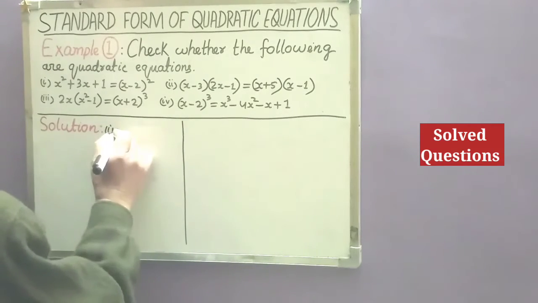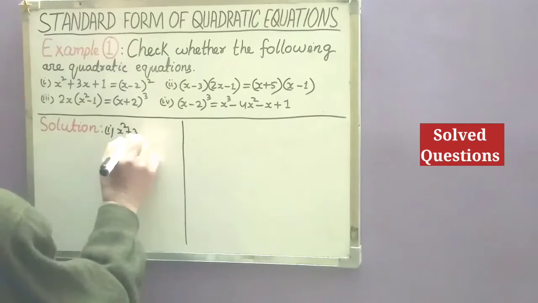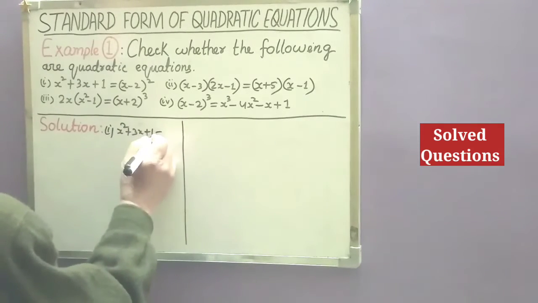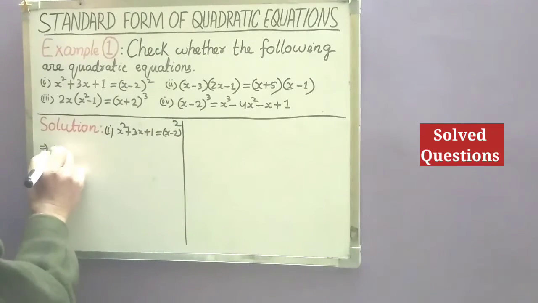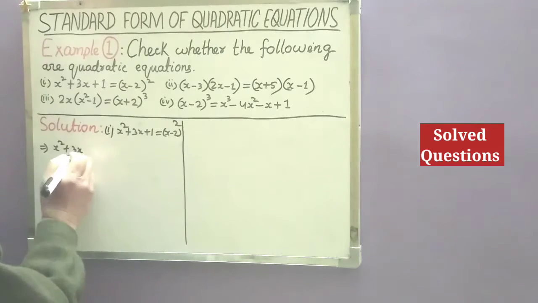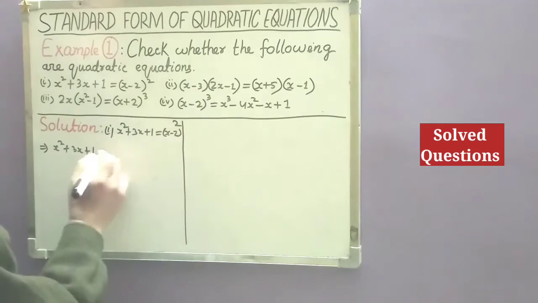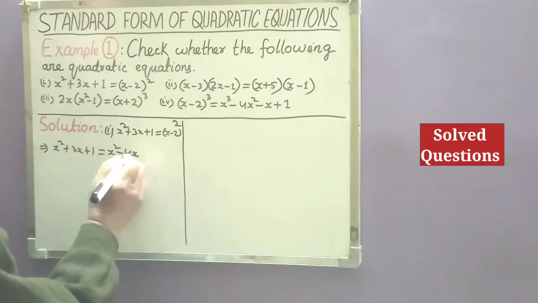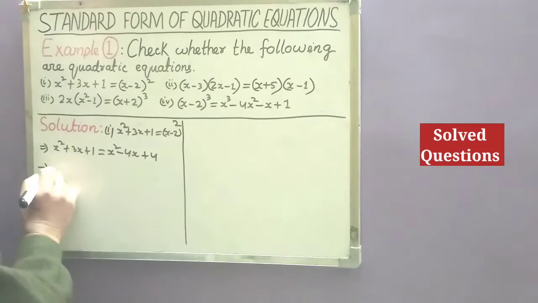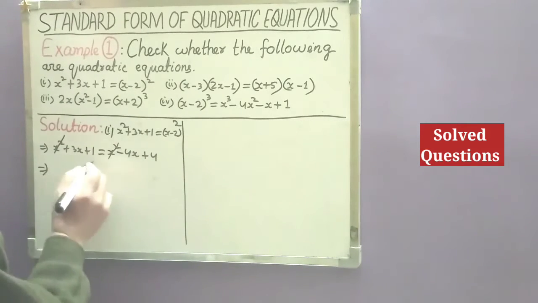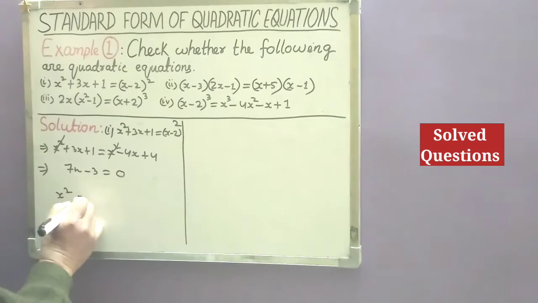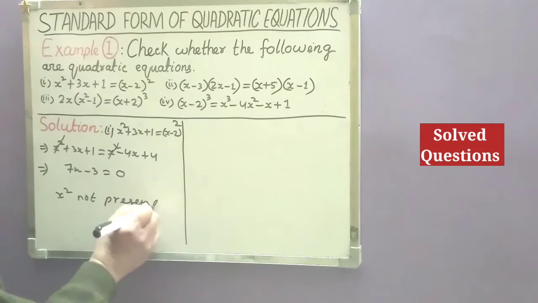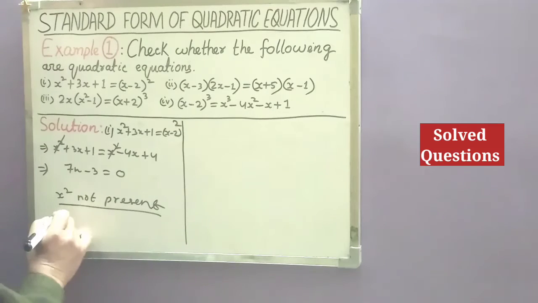First, we have x² + 3x + 1 = (x − 2)². That implies that x² + 3x + 1 = x² − 4x + 4. That implies that 7x − 3 = 0, in which there is no term with x², degree 2. Hence, the given equation is not a quadratic equation.